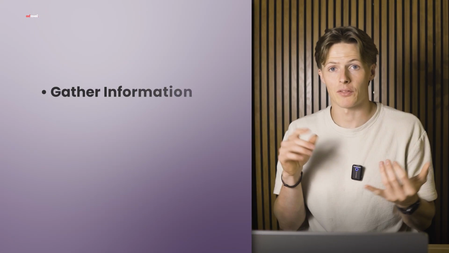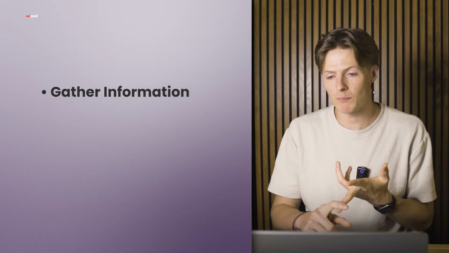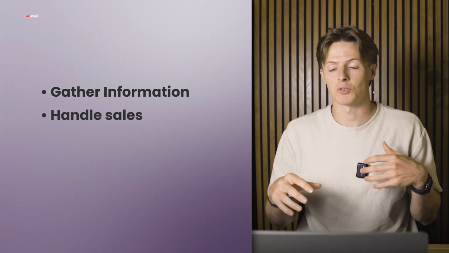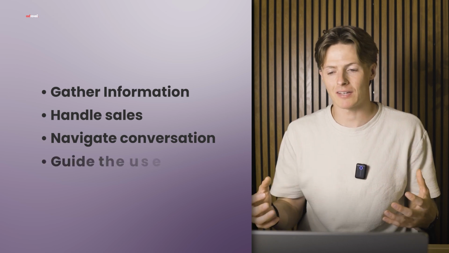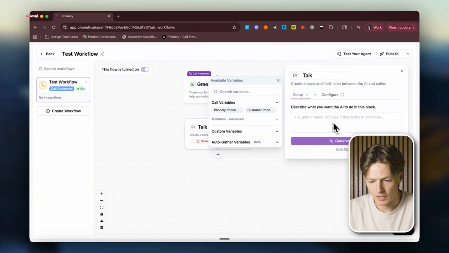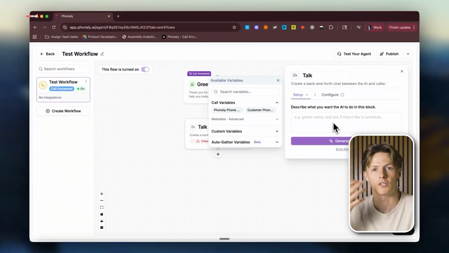It can accomplish a variety of different tasks. So it can gather information like names, emails, phone numbers. It can also handle things like sales, navigate complex conversations, and get to the exact place that a user might want to go, just like a person would. So it's like the scripting that you'd give a call center agent if you were to have one of those. So to do this, we will just type in what we want to accomplish with this, which is around appointment scheduling and just gathering the reason for the call.